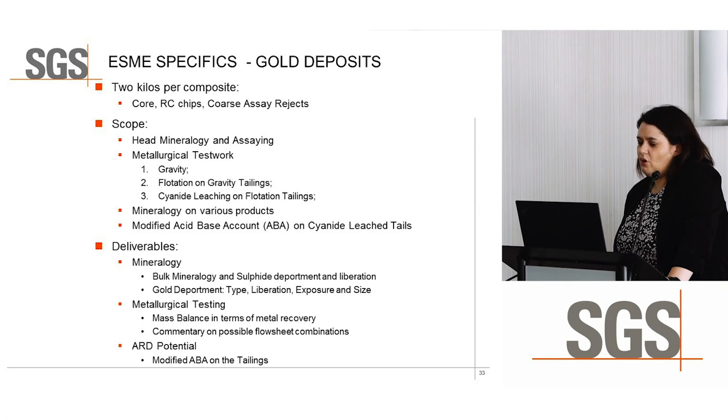You also get gold deportment, so what gold minerals are in your sample? Is it native gold, electrum, kustelite, for example? What is the liberation of that gold, and the exposure and the size? As I mentioned, for the metallurgical testing, you'll get a mass balance in terms of the metal recovery, and then some commentary on possible flow sheet considerations. And you will also get the ARD potential using the modified ABA of the tailings.